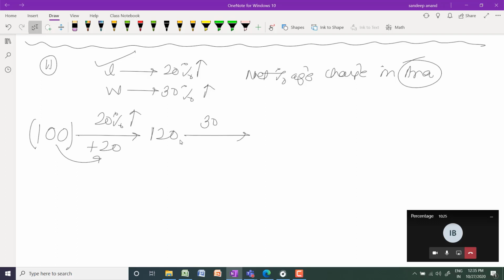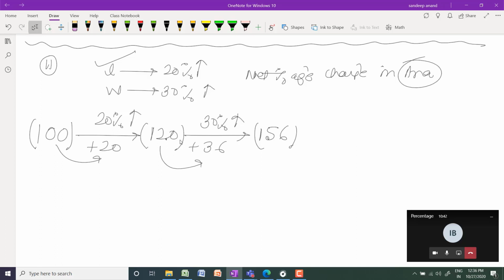And then width is increased by 30%. So what is 30% of 120? 12 is 10%. So if you multiply 12 by 3, you will get 30%. So 12 times 3 is 36. So 36 will be 30% of 120. You need to add both. So 120 plus 36 will give you 156.